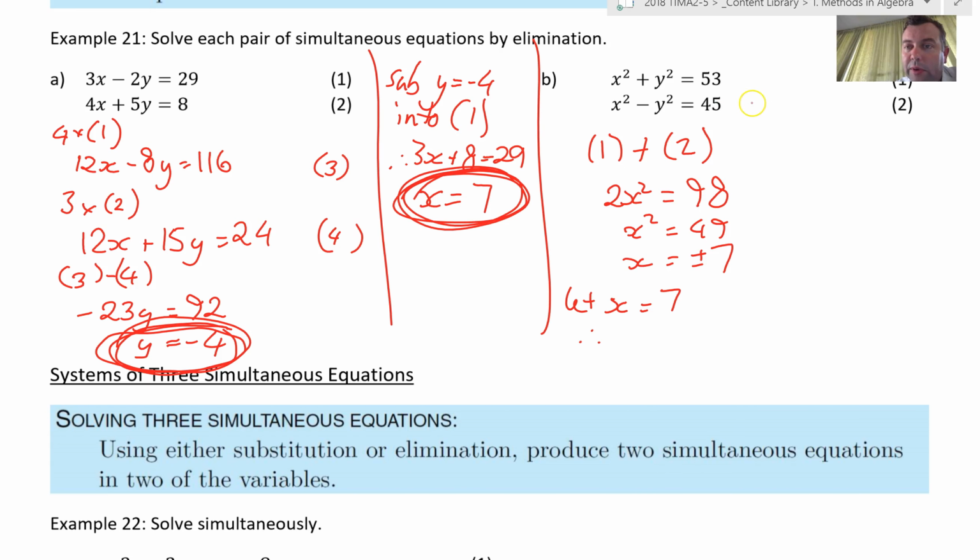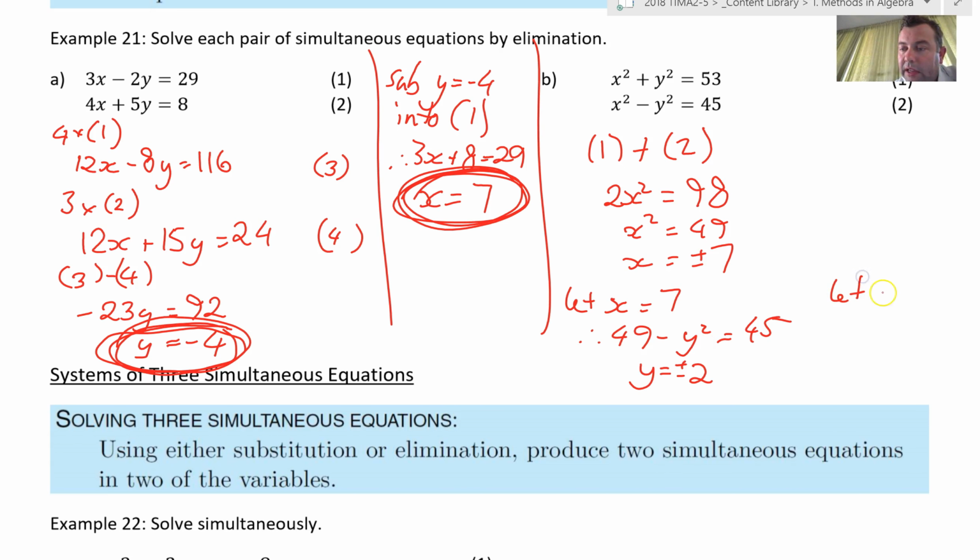Therefore, I'm going to substitute into one of these. Let's say 49 minus y squared equals 45. So that suggests to me that y squared equals 4, then y equals plus or minus 2. So if x equals 7, y could be 2 or negative 2. I'm looking at quite a few results here.